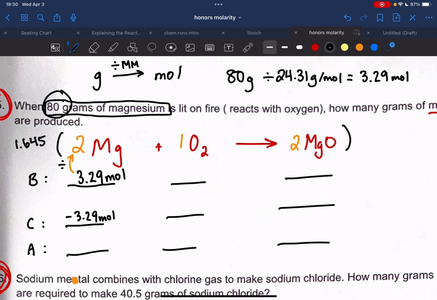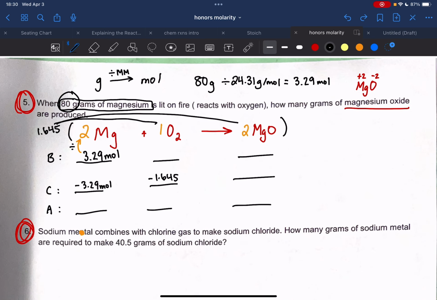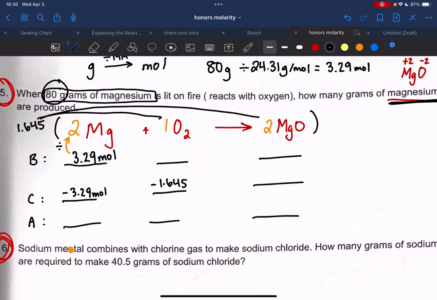And now I'll take this 1.645 number, and I can distribute this to each of my other coefficients. This is telling me that I'm going to spend 1.645 moles of oxygen as I react this amount of magnesium. But really the number I care about is going to be the one that goes right here, since that's what the question is asking about. It's asking about magnesium oxide. So I'll go 1.645 times 2, and that gives me back my 3.29. That is the amount of magnesium oxide that I am making.